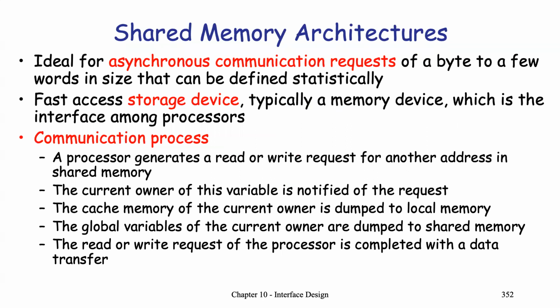For shared memory architectures, this is ideal for asynchronous communication requests of a byte to a few words. You want to have a fast access storage device, typically a memory device, which is the interface among processors. And then you would have a communication process that would be different than what we talked about before. A processor generates a read or write request. The current owner of the variable is notified. The cache memory of the current owner is dumped. The global variables of the current owner are dumped to shared memory. The read or write request of the processor is complete when the data is transferred.